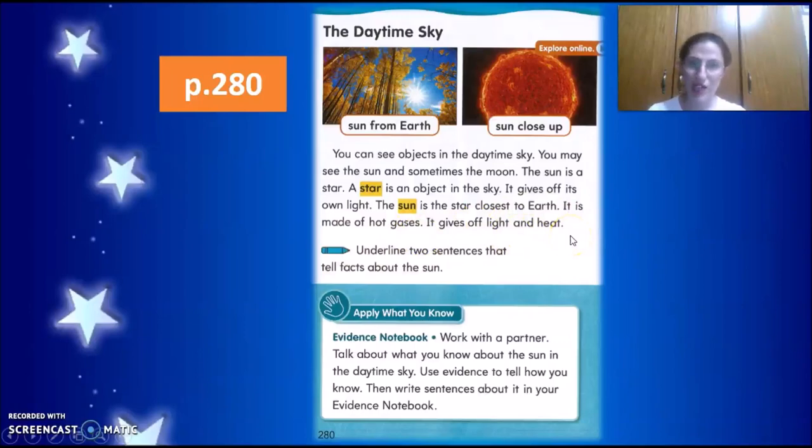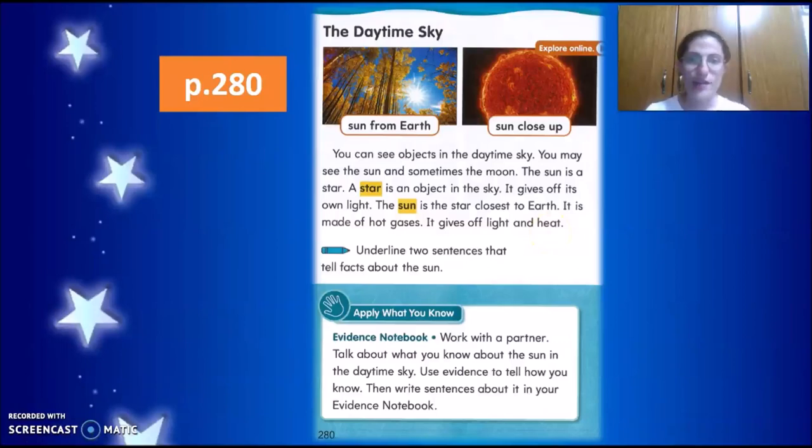So I'm going to reread it and then I'm going to explain. You can see objects in the daytime sky. You may see the sun and sometimes the moon. The sun is a star. A star is an object in the sky. It gives off its own light. The sun is the star closest to Earth. It is made of hot gases and it gives off light and heat.